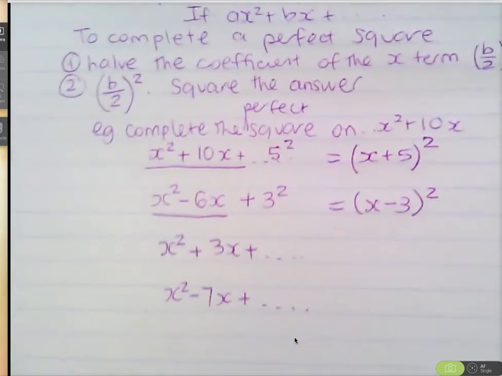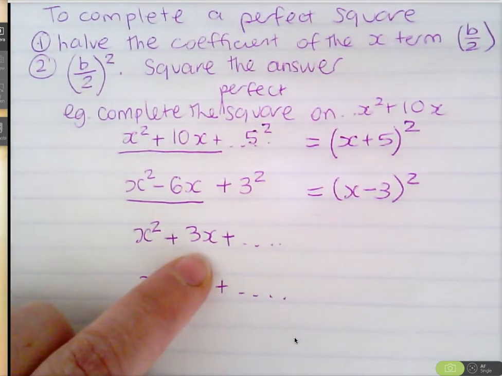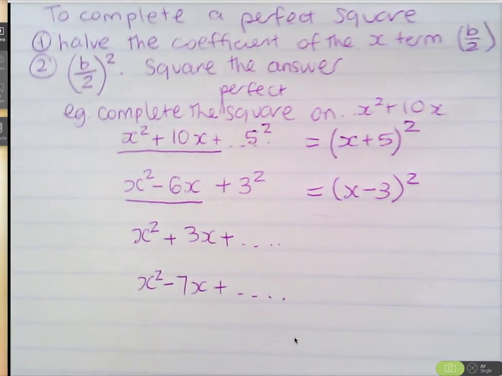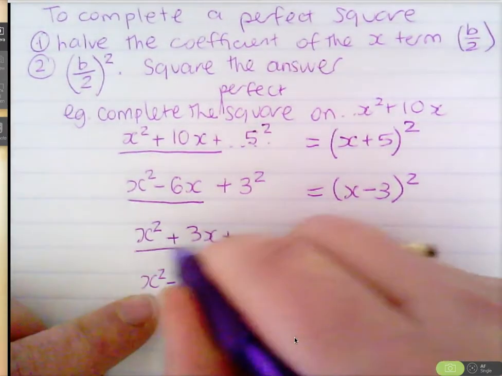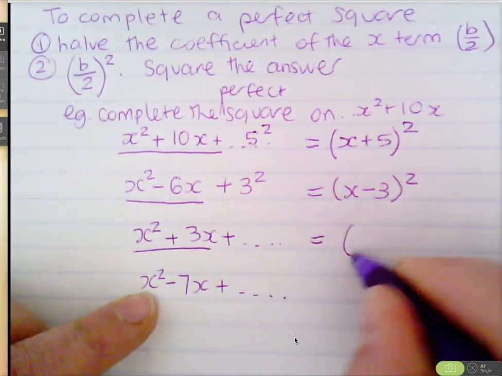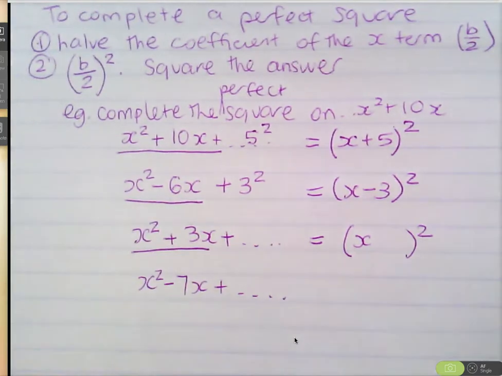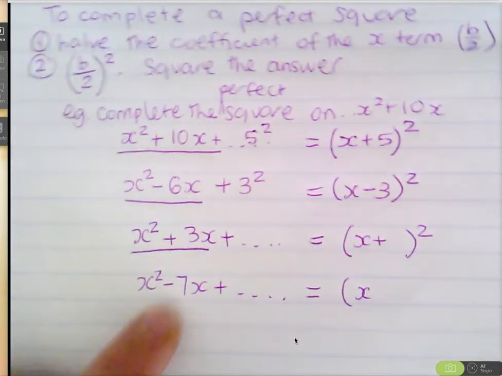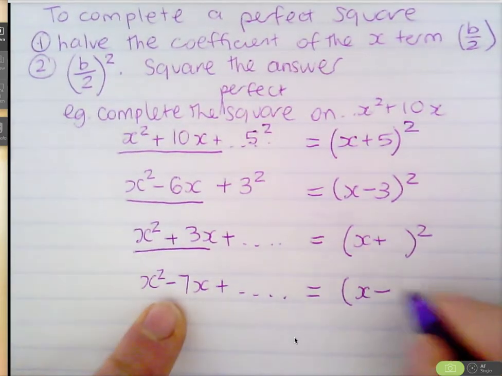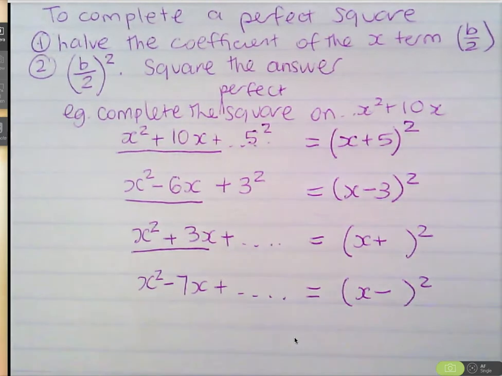Girls, sometimes you need to complete the square, but the numbers aren't easy or they don't look easy to halve. So girls, x squared plus 3x plus something, and I'm asking you to complete the square. Is this going to be an x plus something squared or an x minus? And looking at the next one, will that be an x plus or an x minus? X minus something squared. Girls, all we do is halve the number in front of the x.